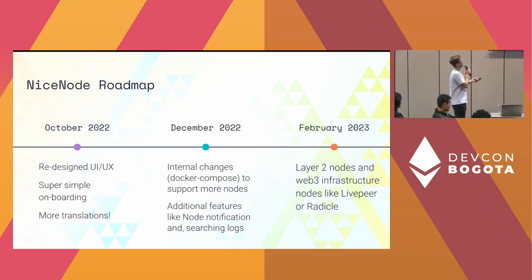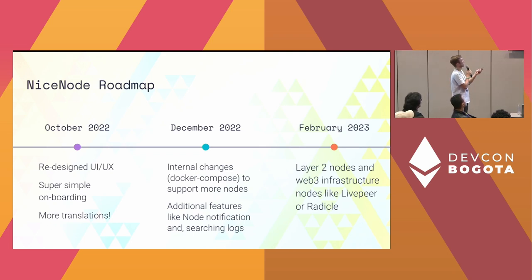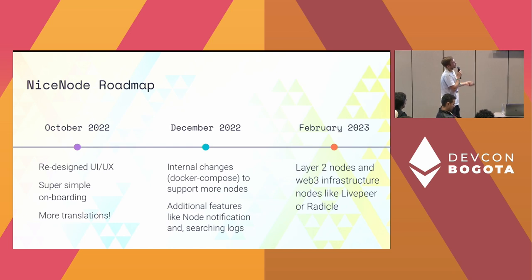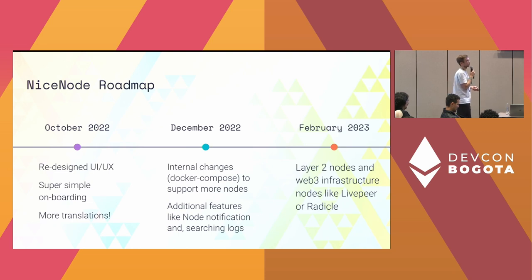Okay, a little bit for our roadmap. So we're really close to releasing the redesigned UI UX and the super simple onboarding, walking you through the hardware requirements, other things like that. I want to get more translations. We're going to work on that hard, push on that hard, hopefully by the end of October here. After that, there are some internal changes that we need to make to support more node types for the future. For the technical folks, that's Docker Compose. That means there are nodes that contain multiple services, and so that will help those node types.